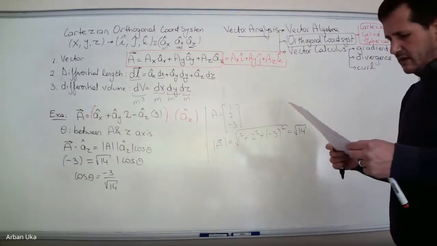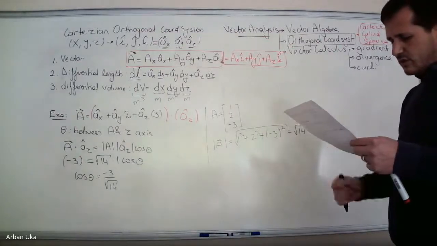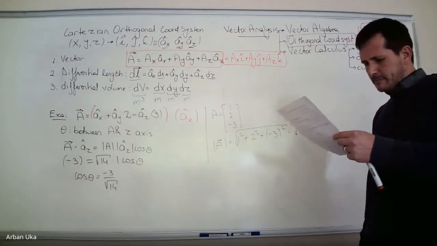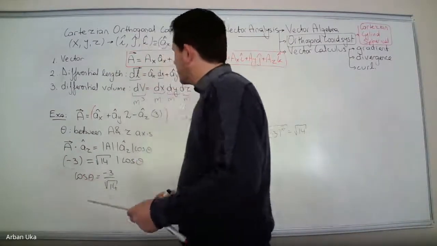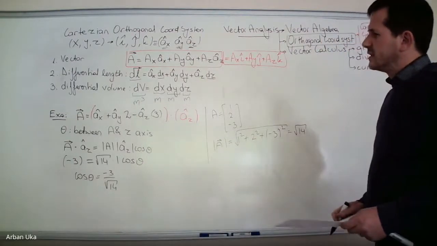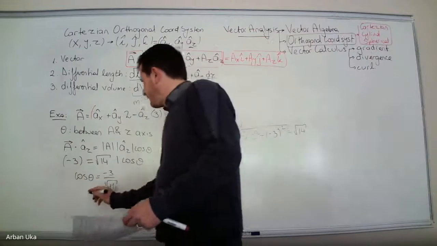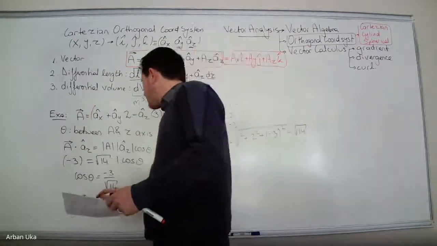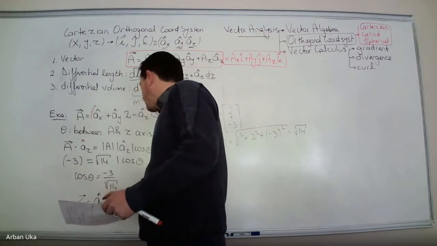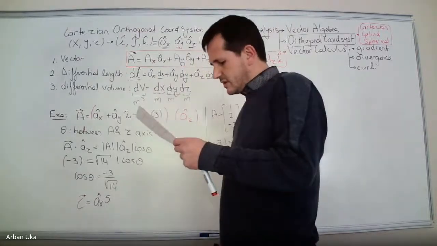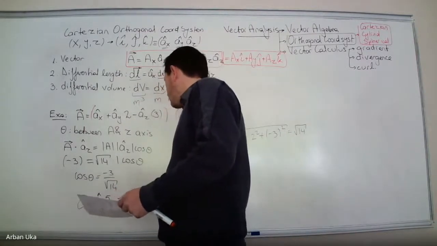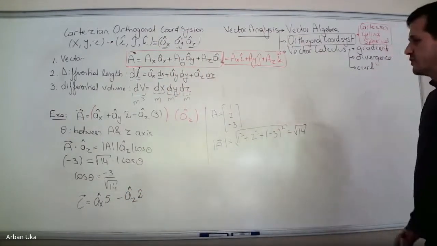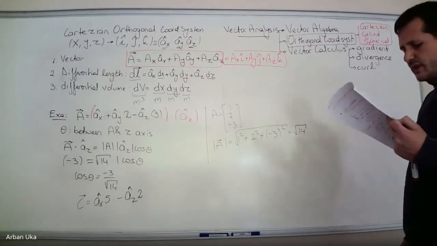Another question that we can come up with is the following. Let's assume this is A, and we have another vector C, which is equal to 5 ax minus 2 az. Now, the question could be the following: what is the component of A in the direction of C?